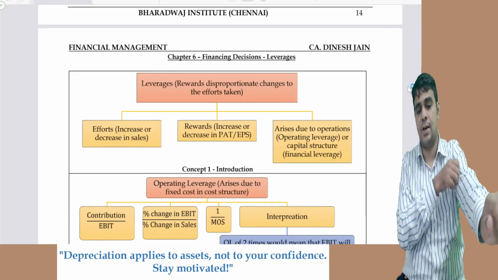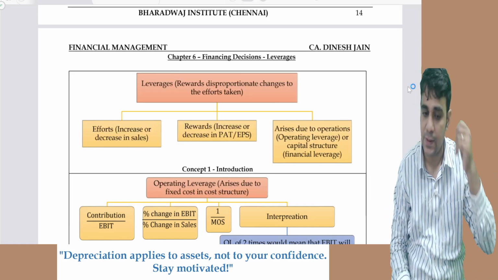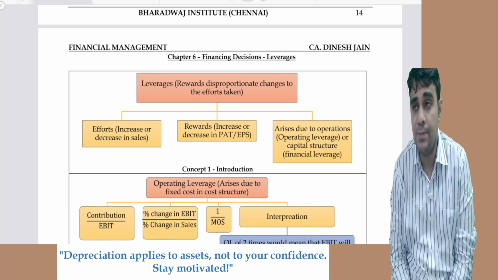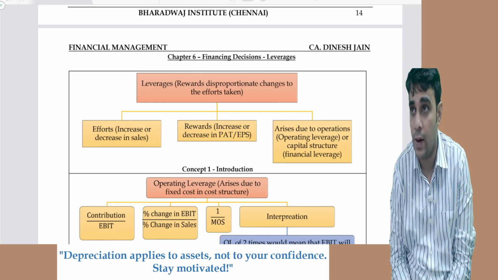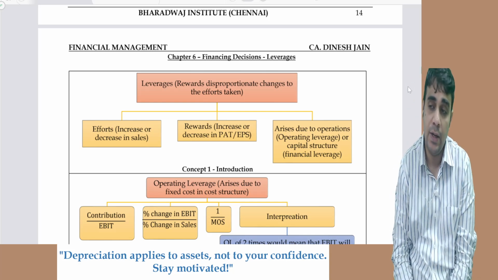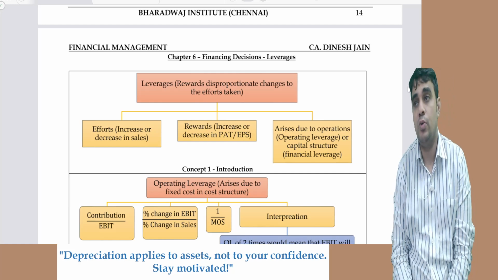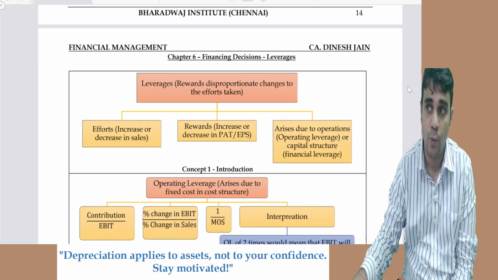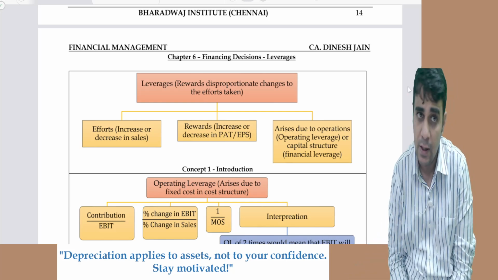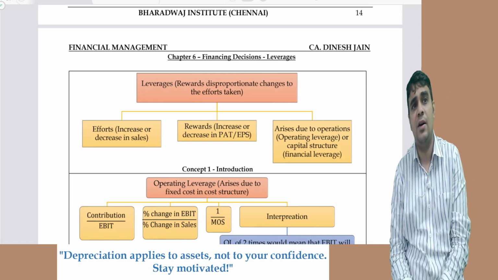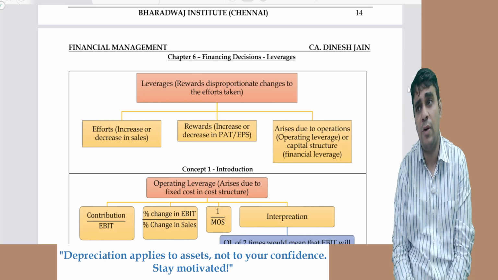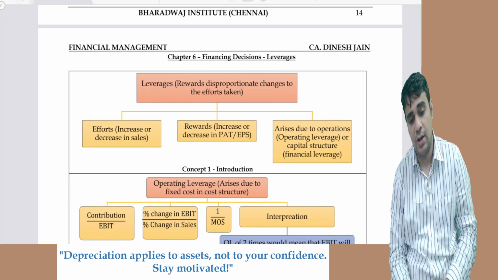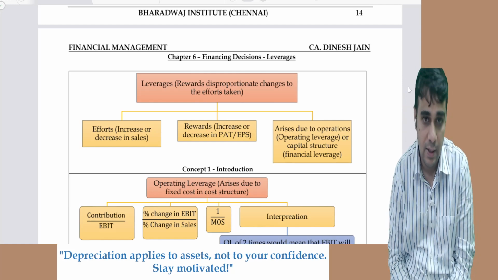Okay, let's continue with the discussion. In the previous session, we were doing leverages. What we learned is that leverage basically means the reward an organization gets is disproportionate to the effort being taken. If I take 10% extra effort, the reward can be 40-50% extra. And if I take 10% less effort, the reward can go down by 40-50%. Effort is basically the sales level of an organization, and reward can be PAT or EPS.